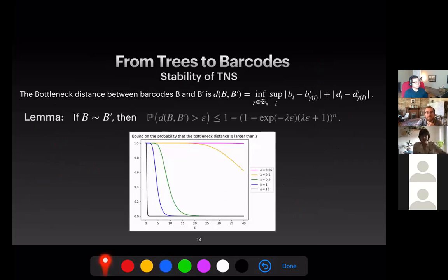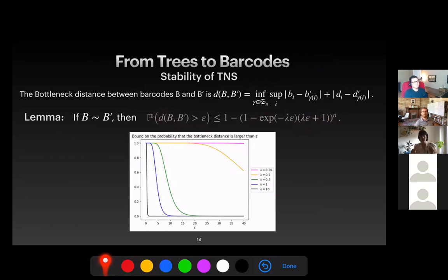So this process of the TNS is stable in the sense that if I start with a barcode B, I generate a tree T, and then I compute its barcode B prime, the probability that the bottleneck distance between these two barcodes is larger than epsilon is bounded by this function, which you can see here depending on lambda. So basically, if lambda is very small, the pink one here, you have no control over this bottleneck distance. The tree can be completely crazy, and the barcodes will not be the same at all. If you take a very large lambda, the black one, you have a lot of control. The barcodes are going to be almost the same.